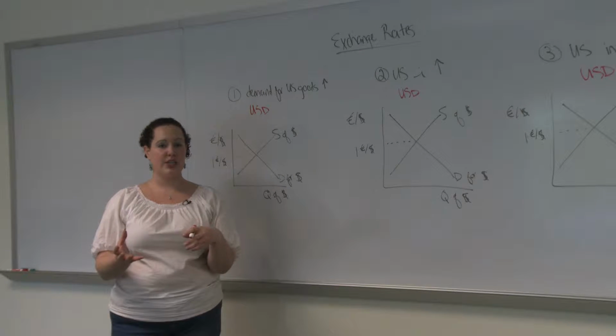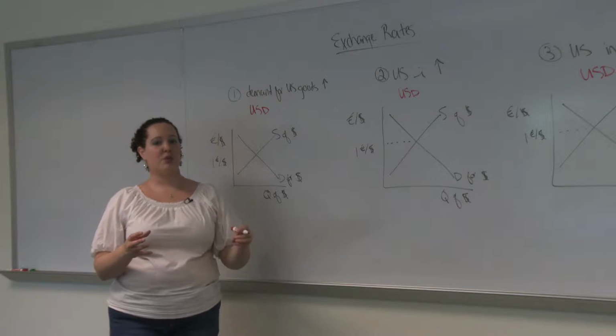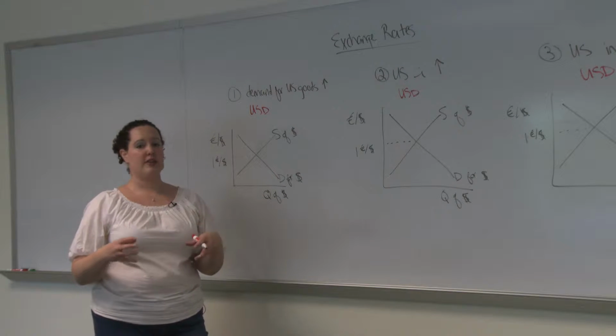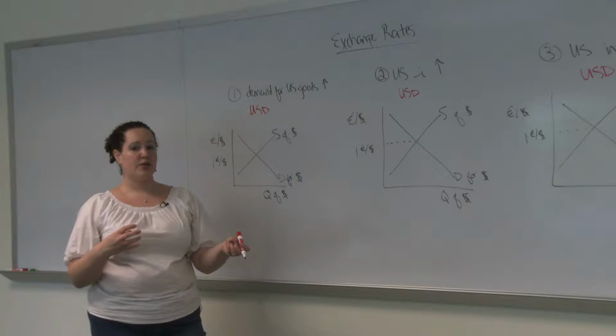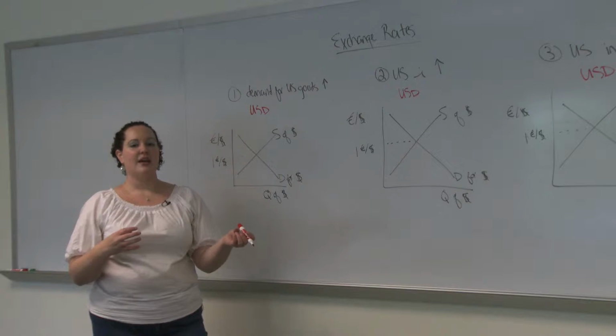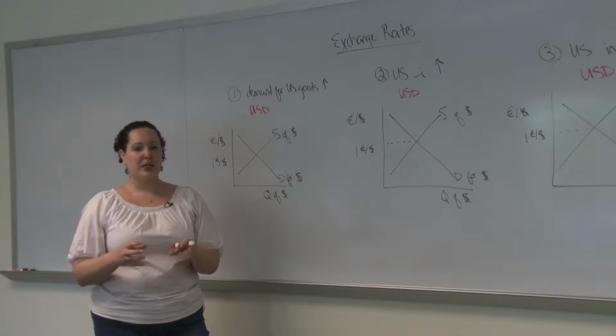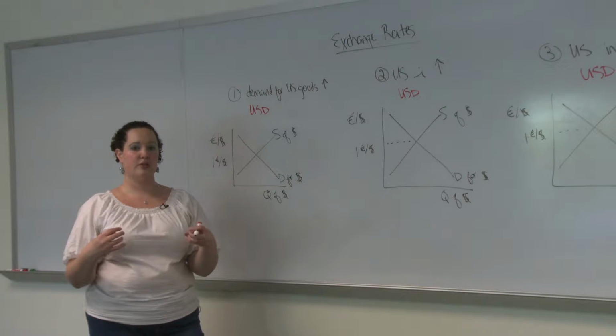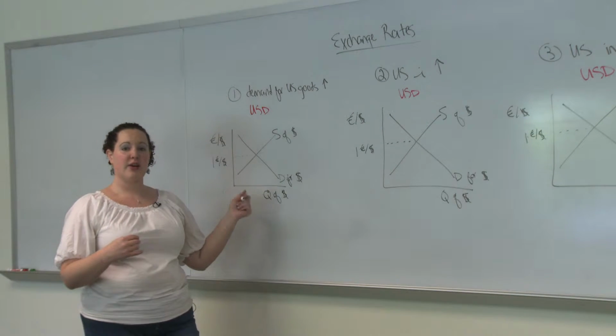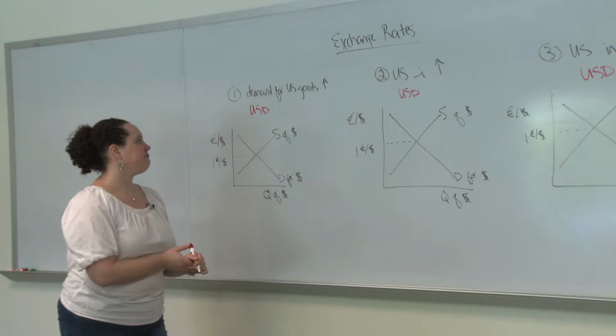So the first thing we should talk about before we go into this is the ideas of appreciation and depreciation. Appreciation is just when a currency becomes stronger versus another currency. So you can get more euros per dollar. And depreciation is when one currency becomes weaker versus another. So when each dollar gets you fewer euros. And we'll illustrate that graphically and mathematically.